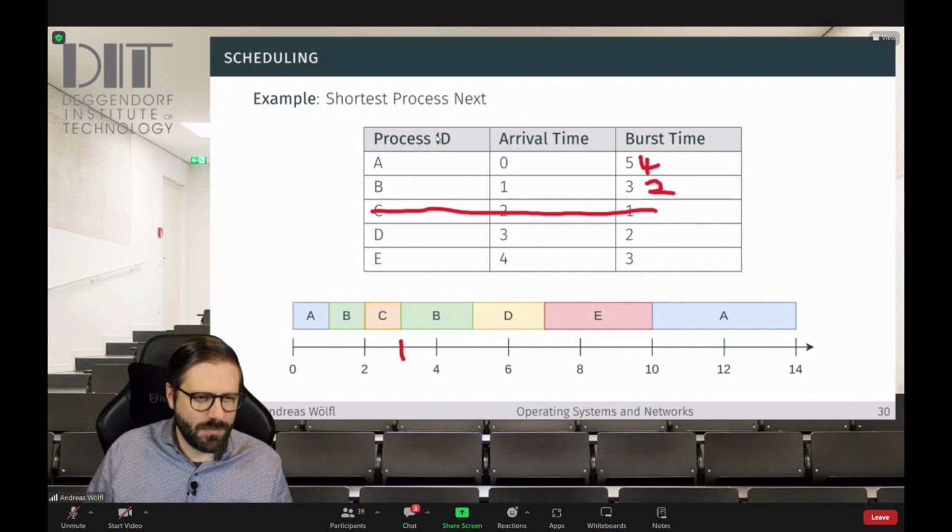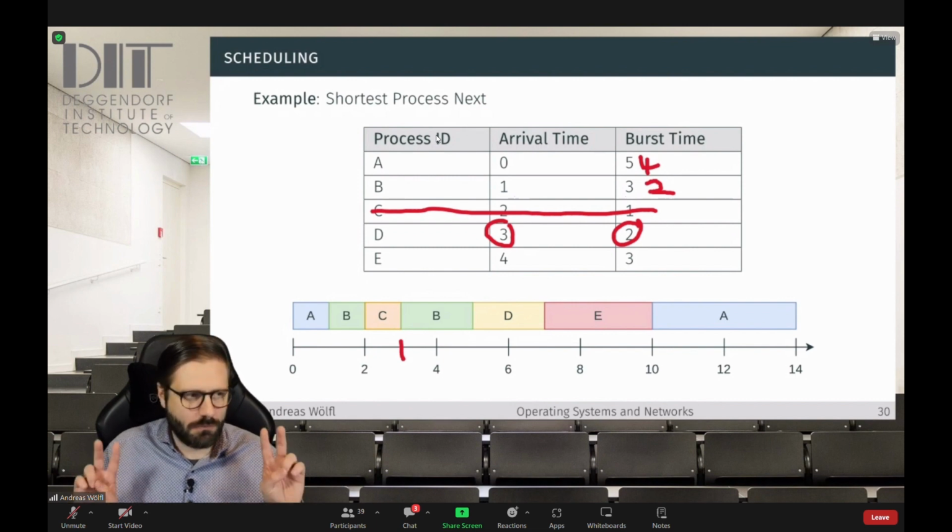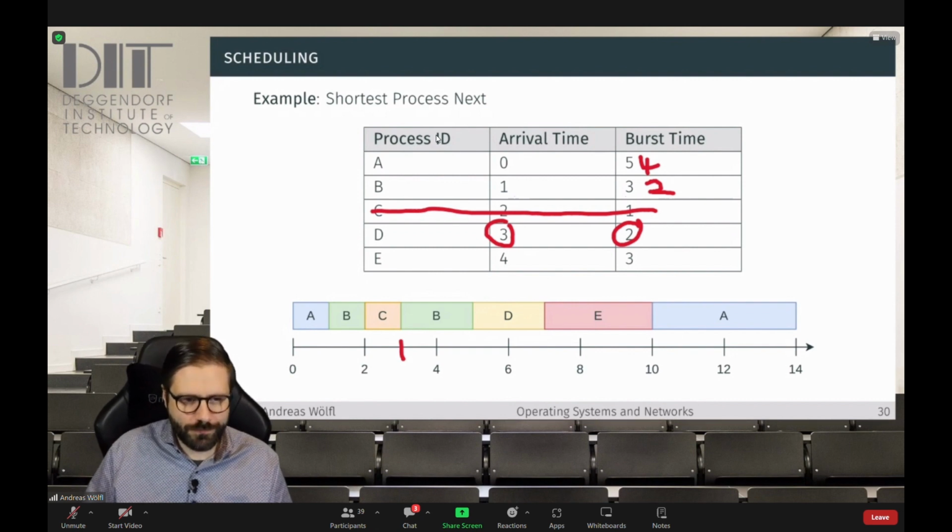At time 3, here, time 3, we have 2, and now we have a conflict, so to say. We have 3 processes in our list of runnable processes where 2 have the same duration, and there you do it according to the order, like round robin. The first process that came into the system has precedence over the process that came later in the system. So we execute B instead of D in this case.